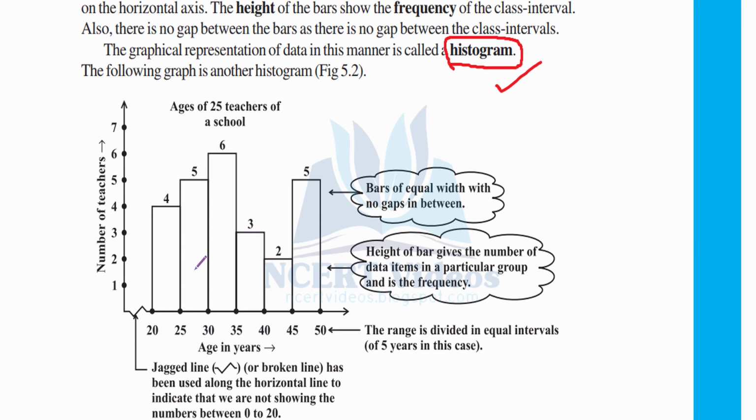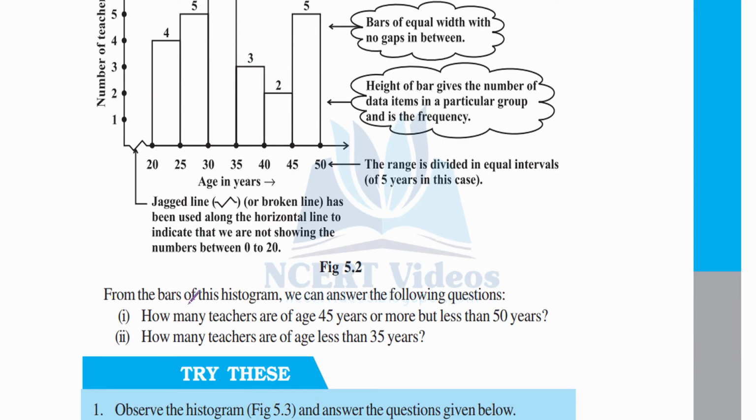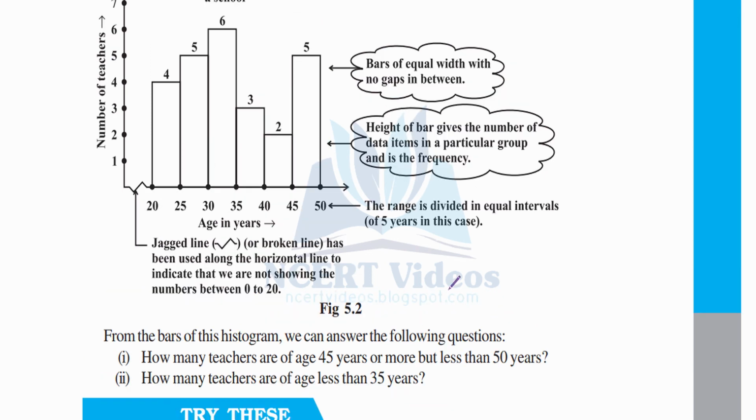The rest of the information you know very well: these bars will be concatenated, that is, there will be no gap, and the height of the bar gives the number of data items in a particular group, which is the frequency. Now based upon this, let's try to answer these two questions. From the bars of the histogram, we can answer the following questions. How many teachers are of age 45 years or more but less than 50 years? So teachers from 45 to 50. So for 45 to 50 we have this number of teachers. This is 5, as your answer.